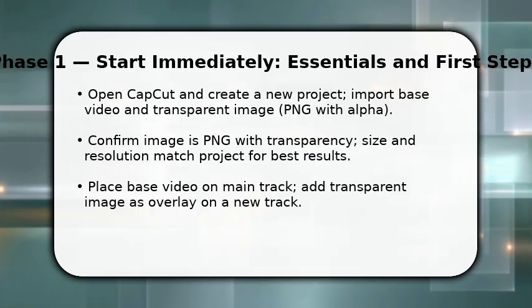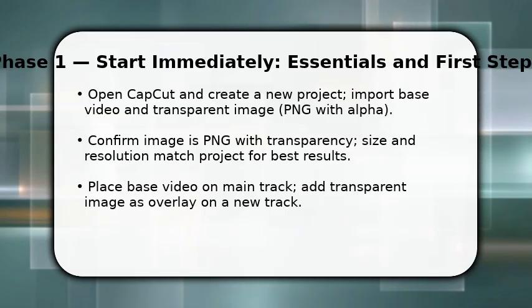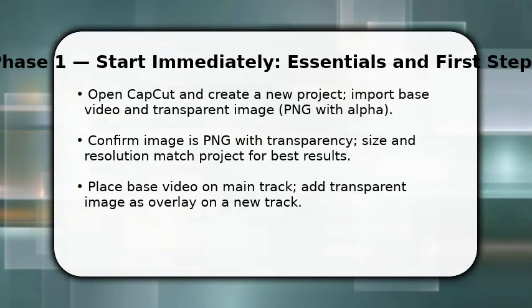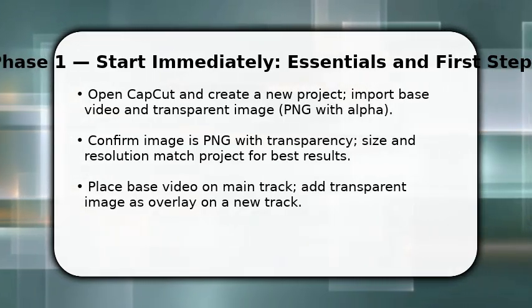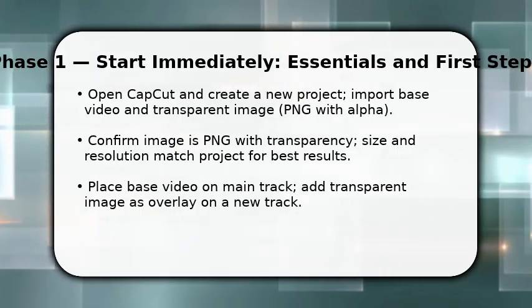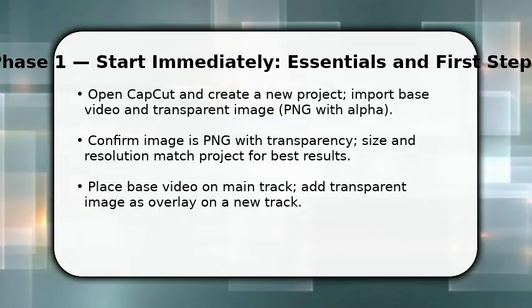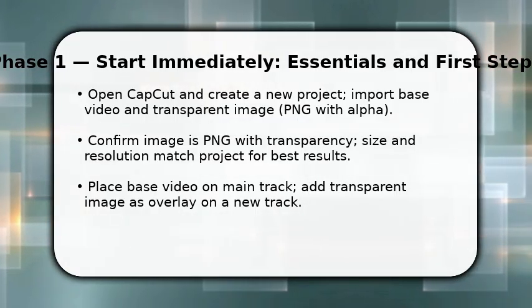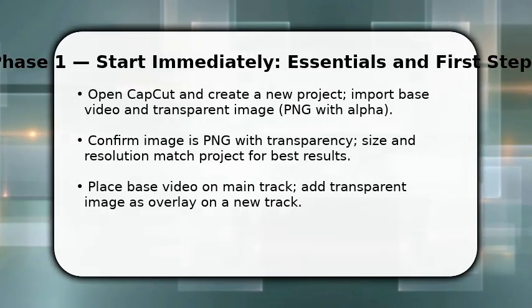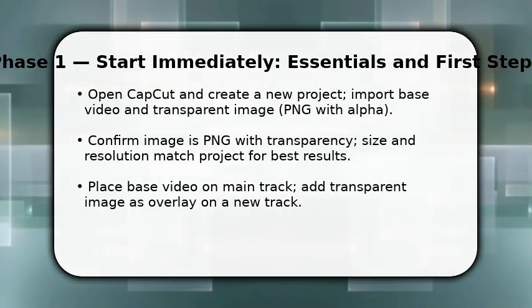You start by importing both the video and the transparent PNG into CapCut. This matters because PNG preserves alpha. Once done, tap New Project, add your base clip to the timeline, then add the PNG as an overlay. Make sure the image duration covers the section you want, and if needed, trim or extend its clip. This first action sets up layering, so you can see how the transparent areas reveal the video beneath, which is the core of the effect.